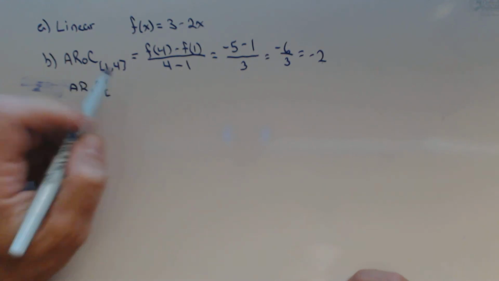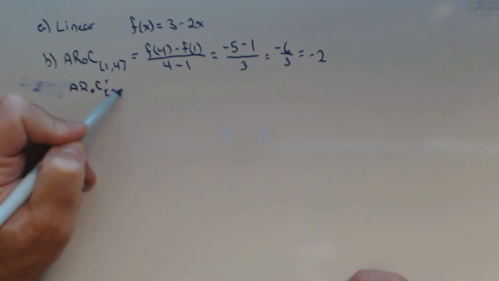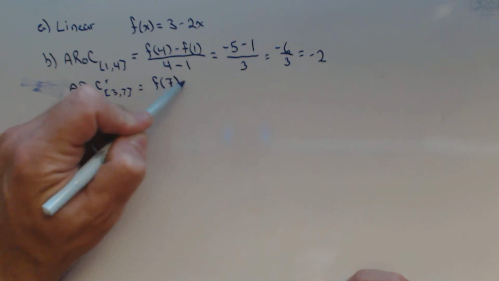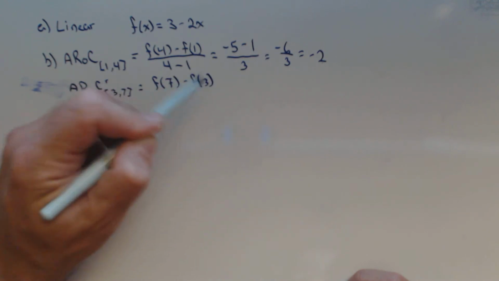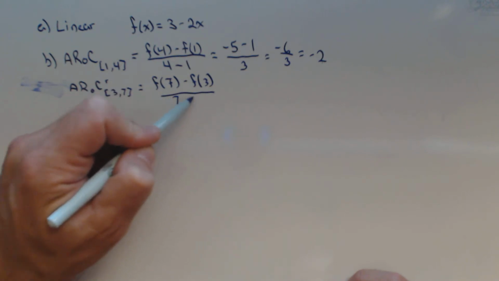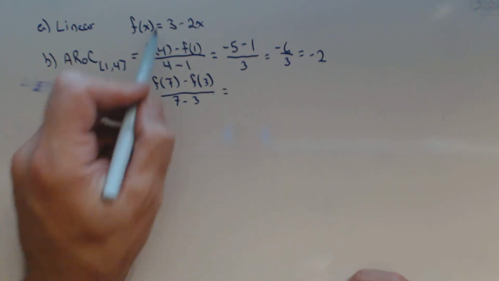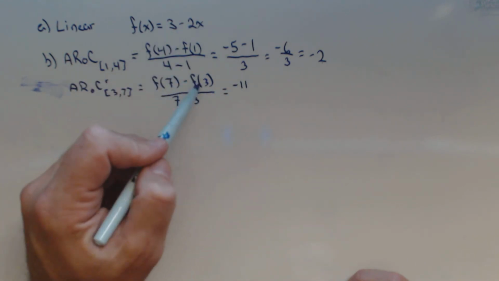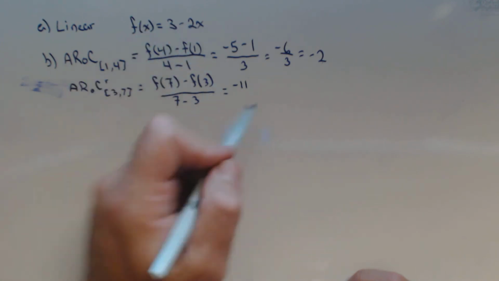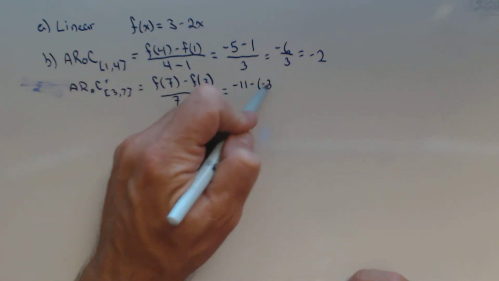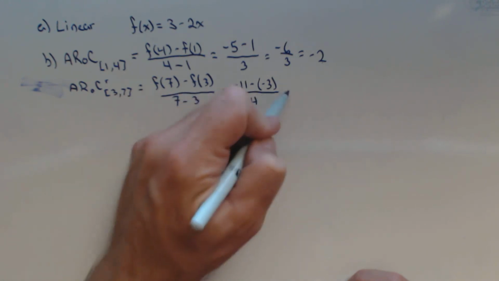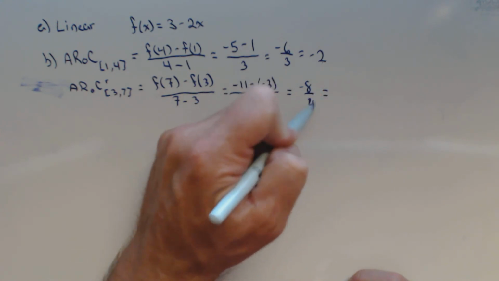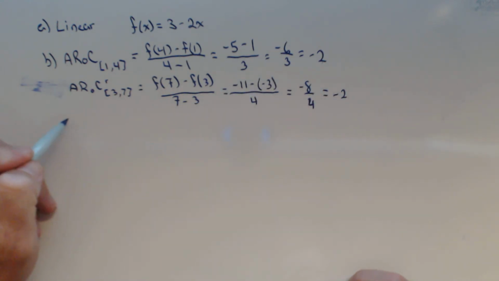So we were also asked to find an average rate of change from 3 to 7. So that's f of 7 minus f of 3 over 7 minus 3. F of 7 is -11. F of 3, if we plug 3 in, we get 3 minus 6, so -3, so minus a -3 over 4. So -8 over 4, excuse me. And once again, we get -2.